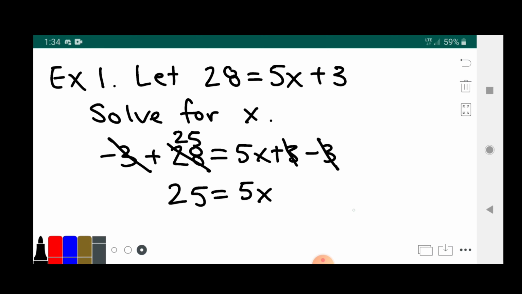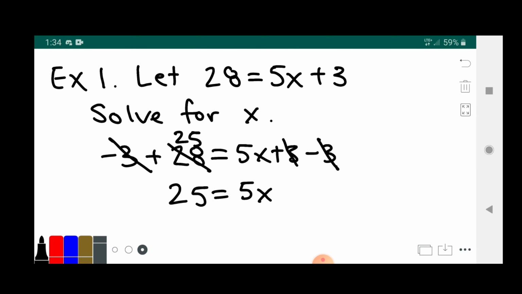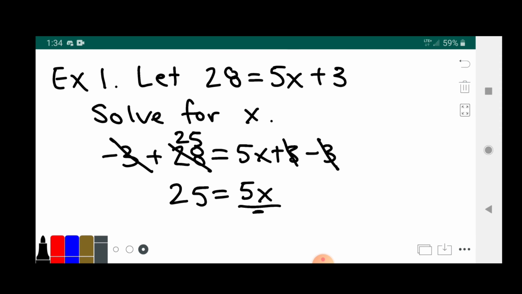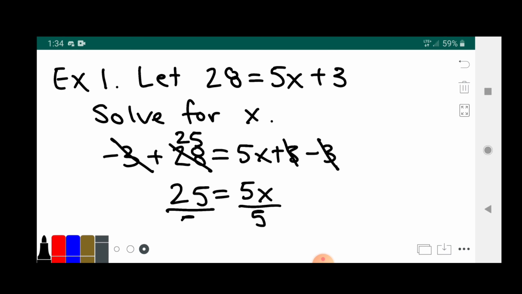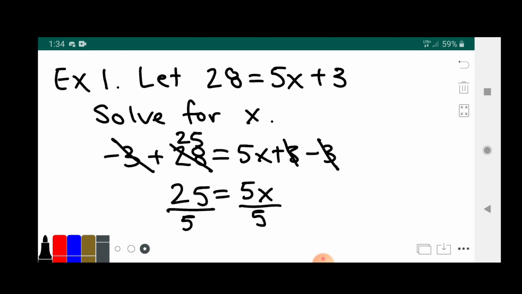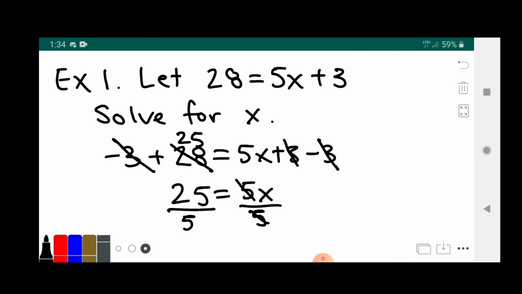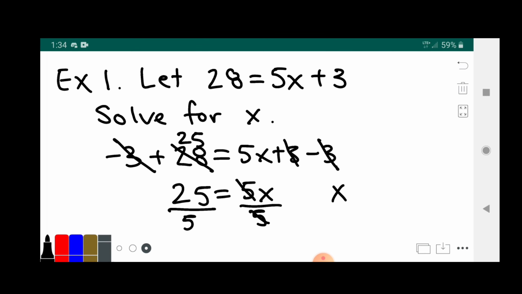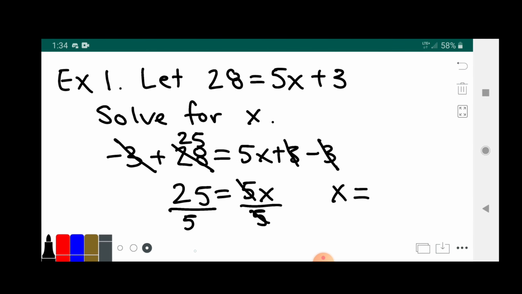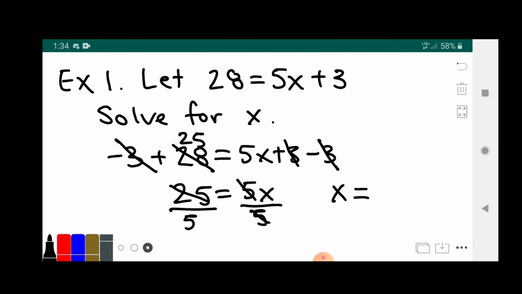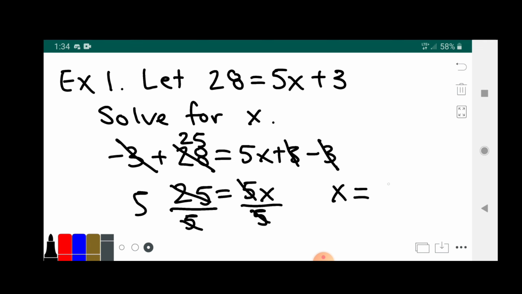We want to isolate x, so we can divide both sides of our equation by 5. This will cancel out the 5's on the right-hand side of the equation, leaving us with x. And on the left-hand side of the equation, 25 divided by 5 is equal to 5. We now have x equals 5, our final answer.